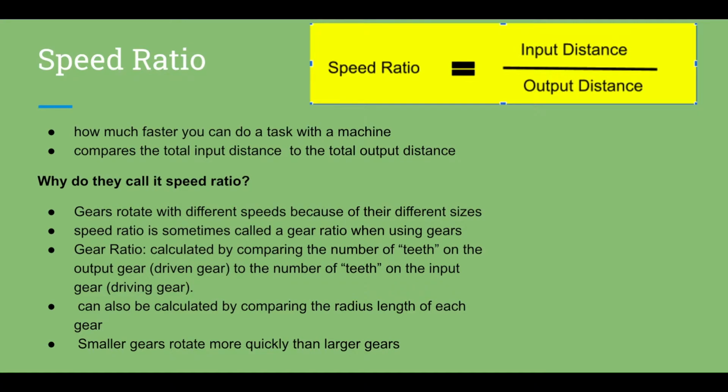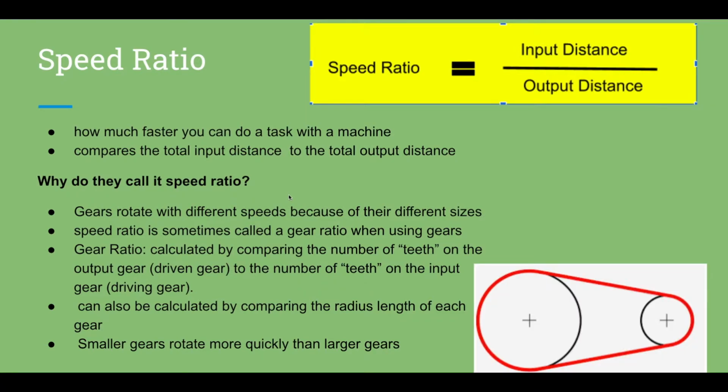Well, gears in a machine tend to rotate at different speeds because of their different sizes. When working with gears, speed ratio is sometimes called a gear ratio and is calculated by comparing the number of teeth on the output gear, the driven gear, to the total number of teeth on the input gear, the driving gear. It can also be calculated by comparing the radius length of each gear. So remember, we were just learning that, the radius length of each gear. Smaller gears tend to rotate much more quickly to keep up with larger gears.